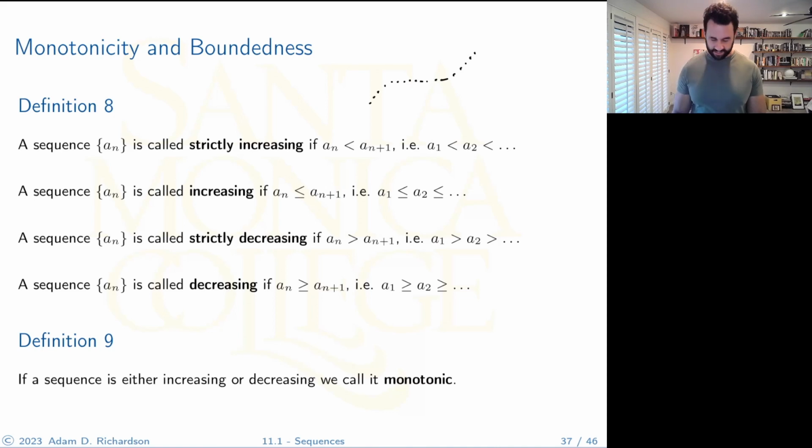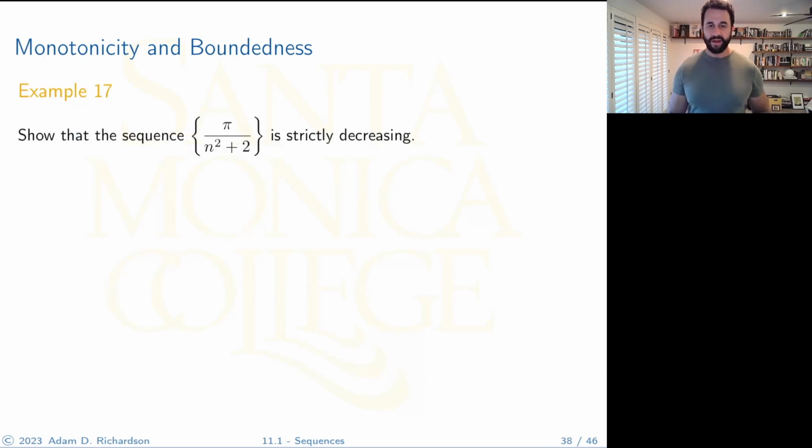And in either case, if your sequence is increasing or decreasing, or strictly increasing, or strictly decreasing, then we say that it is monotonic. Monotonic, meaning it's a monotonic sequence. It's got one tone, up or down. That's what it is. All right.